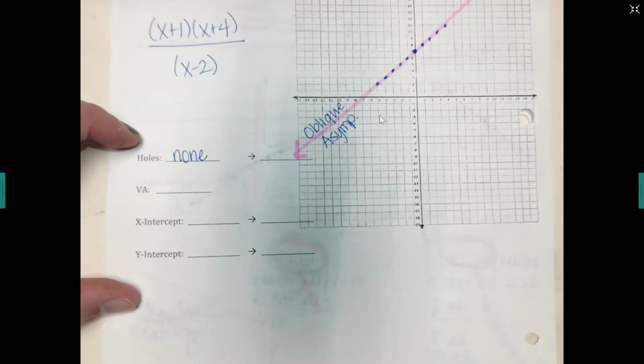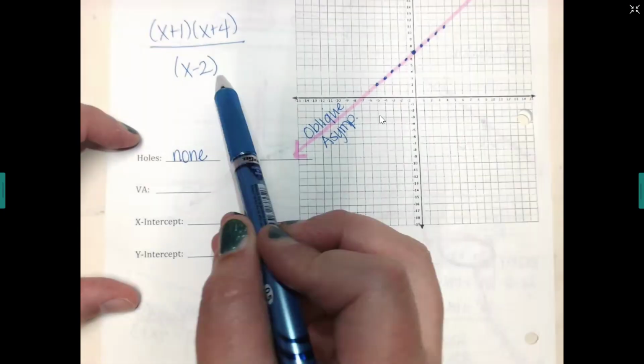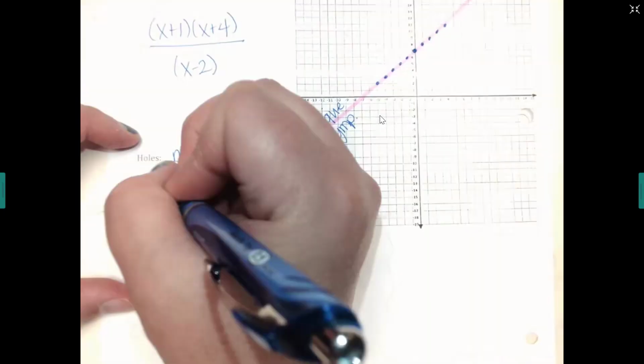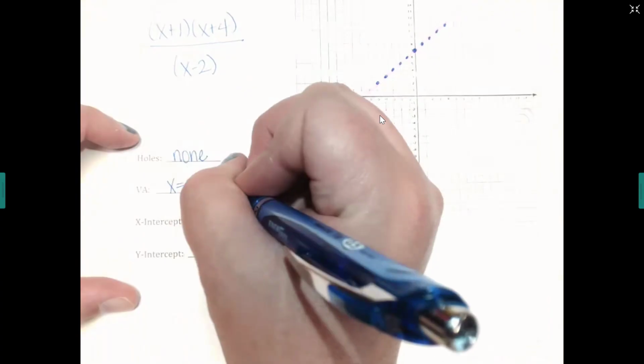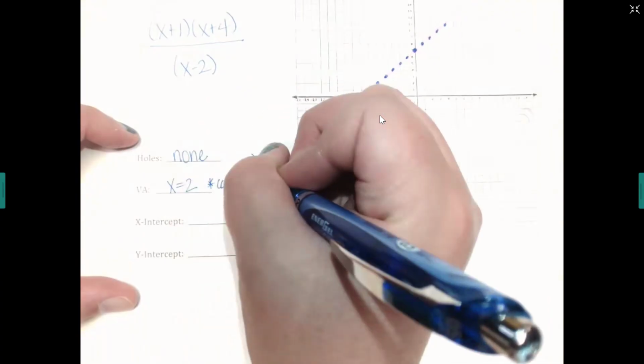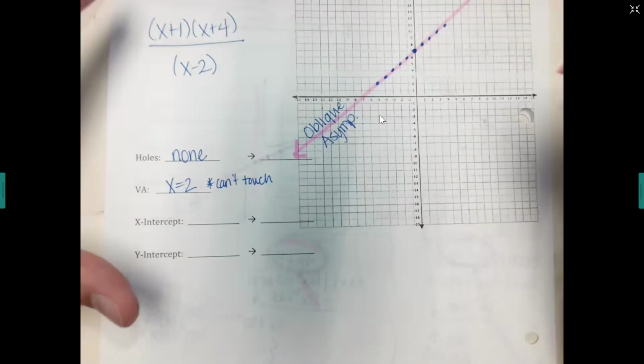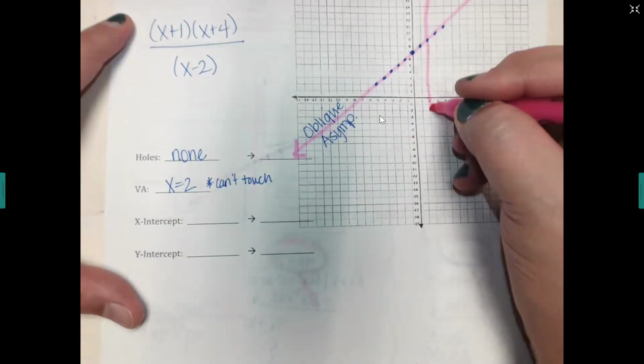Vertical asymptotes come from x's left on the bottom. Do I have one? And it's a minus 2, so where's the vertical asymptote? Positive 2. Remember, you can't touch positive 2, so draw that line into your graph. I can't touch positive 2. That's good.